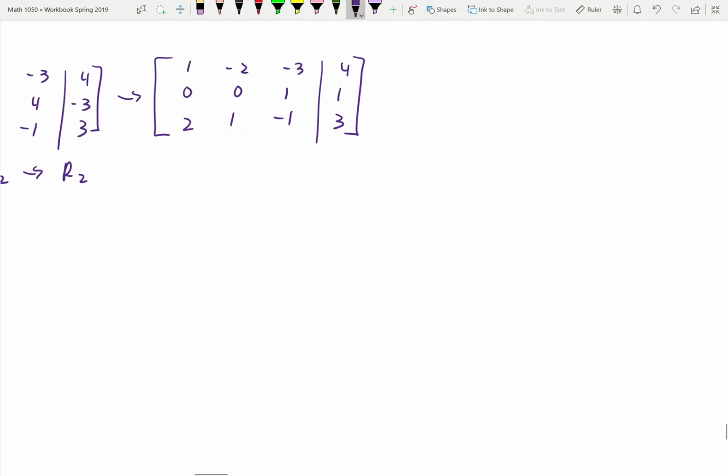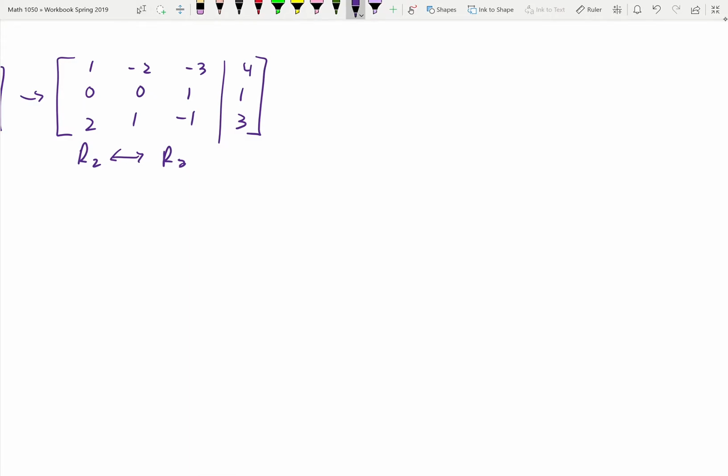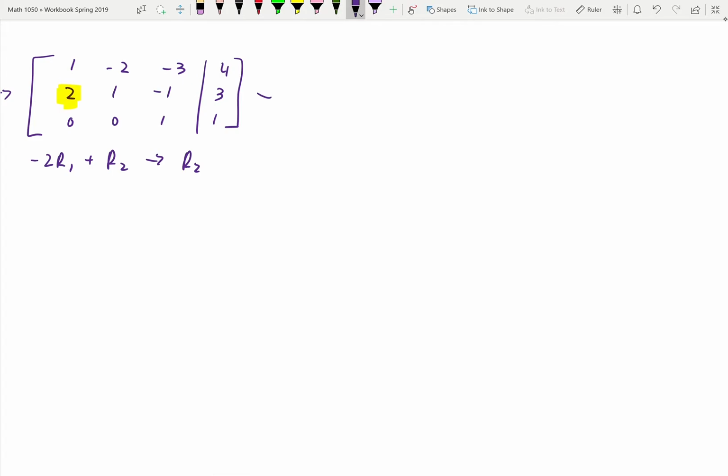Now this one I'm going to be kind of all over the place because now I notice I've got 2 zeros. Well, that's what I'm supposed to have in row 3. So I'm going to say row 2 becomes row 3 and row 3 becomes row 2. So I'm going to switch those. Okay, so row 1 doesn't change. I'm going to switch row 2 and row 3 and I get 2, 1, negative 1, 3 up there, 0, 0, 1, 1. Now the only thing I need now is just to get a 0 right there. So I'm going to go negative 2 times row 1 plus row 2 becomes my new row 2. So row 1 doesn't change.